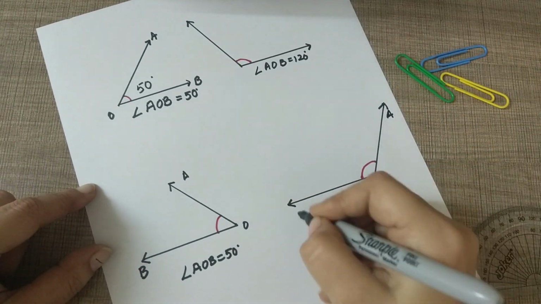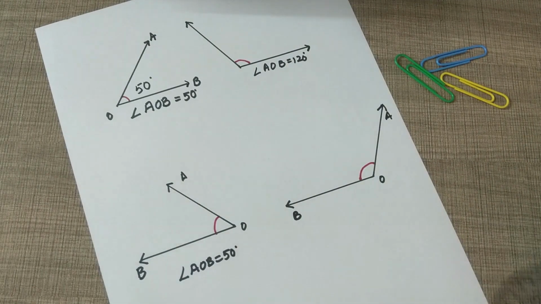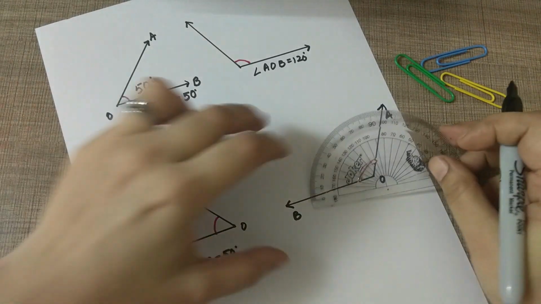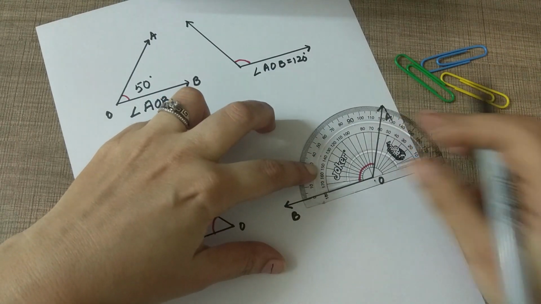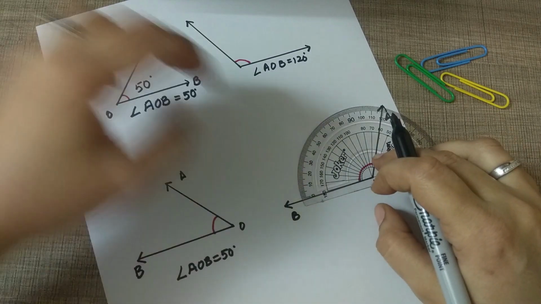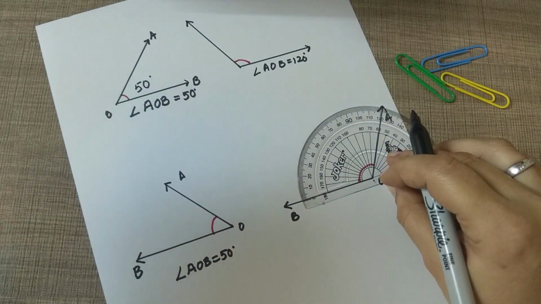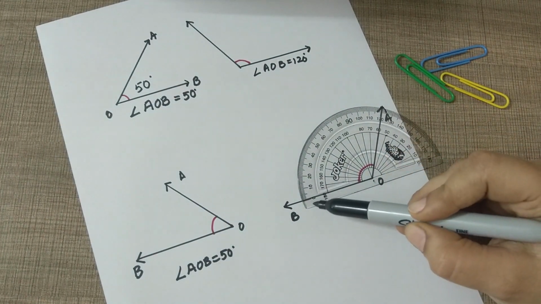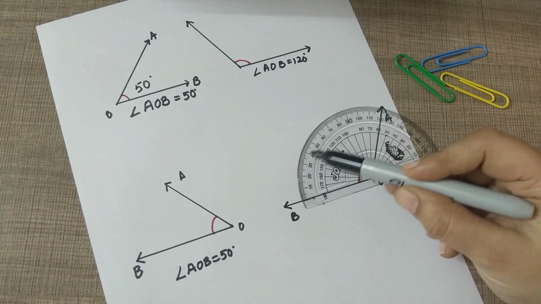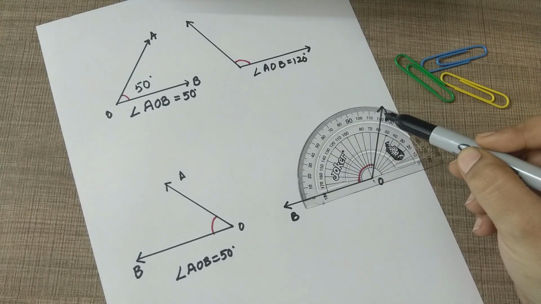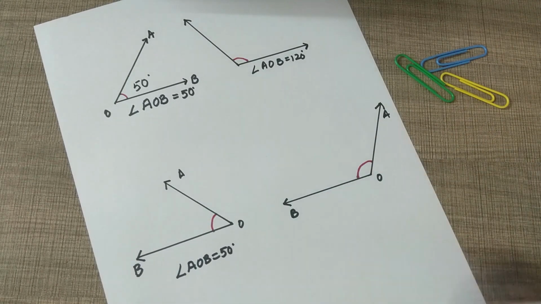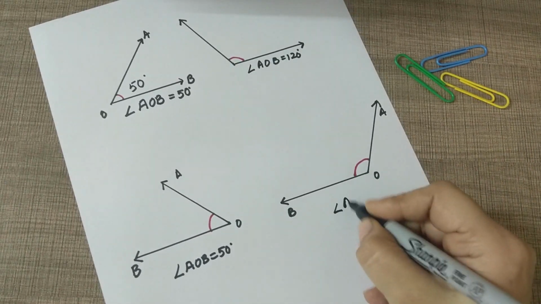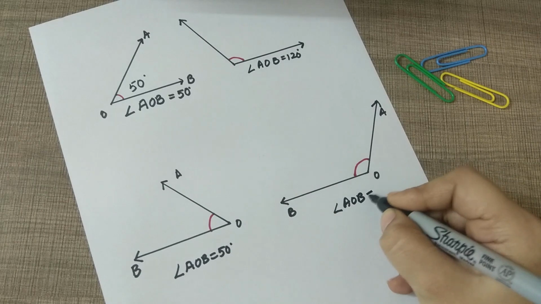Okay. So I am going to measure this. The ray extends to the left hand side. We are going to follow the 0 at the left. So it shows us a 120-degree mark. So this angle measures 120.